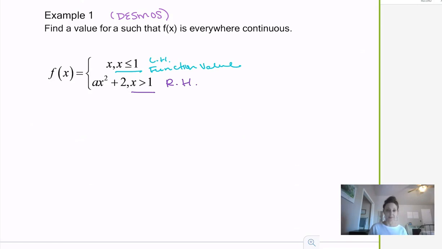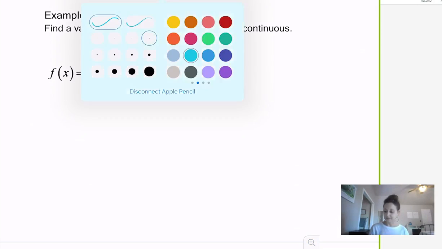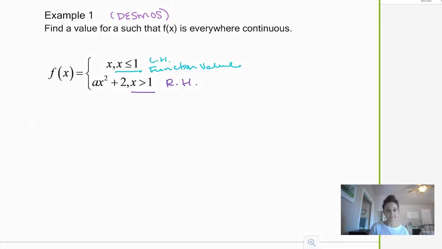Where do we have the split? For what x's did the graph have that potential break? For x equals 1, okay? So all I need to do here is make sure that the left-hand limit and function value is equal to the right-hand limit. So again, at x equals 1.